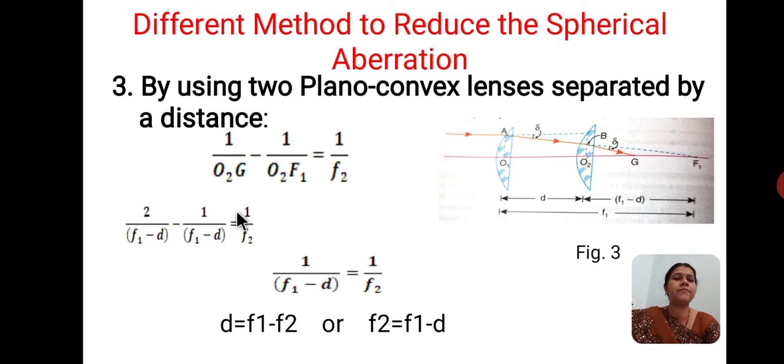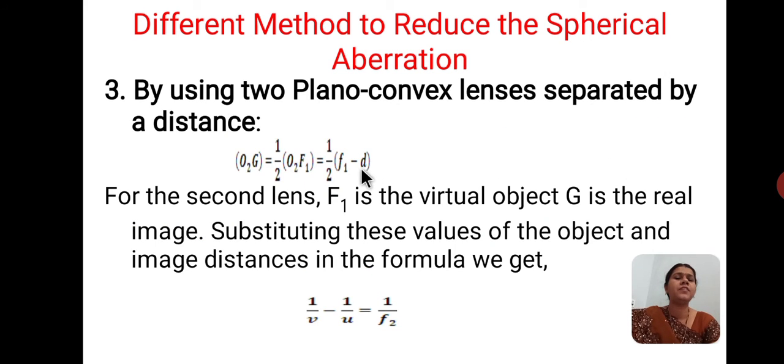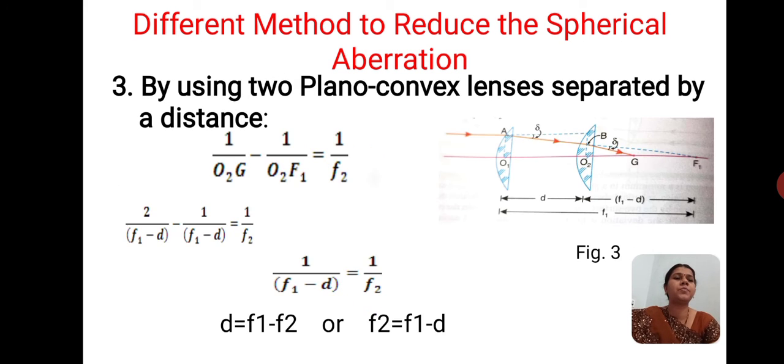In place of V, I have substituted O2G, and in place of U, O2F1, equal to 1 by F2. What is O2G? O2G is nothing but, as I have written here, half of F1 minus D. Take the reciprocal of this, so this becomes 2 by F1 minus D. And what is O2F1? F1 minus D here. Substitute now 1 by F2.